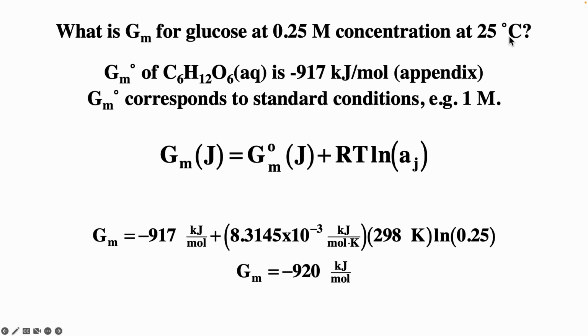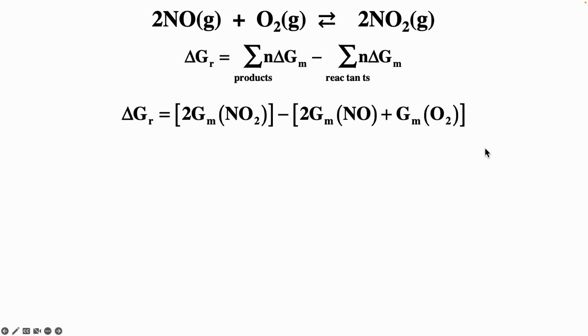We're at 25 degrees Celsius, which corresponds to 298 Kelvin. And we do the plug and chug, and we get that the molar Gibbs free energy non-standard is equal to minus 920. And so we can look at the reaction. We have 2NO plus O2 goes to 2NO2.